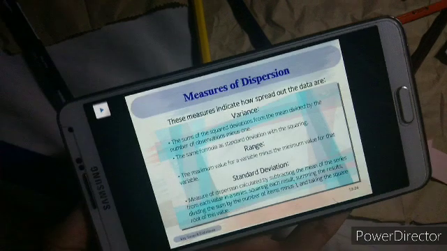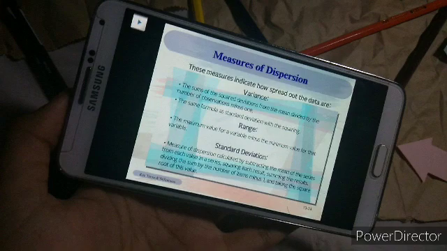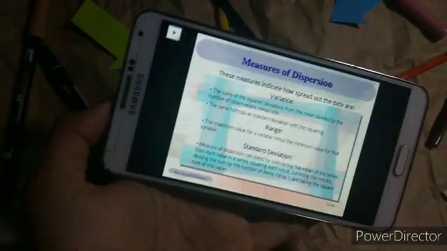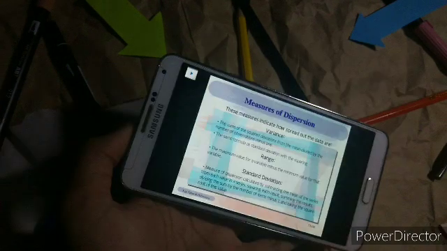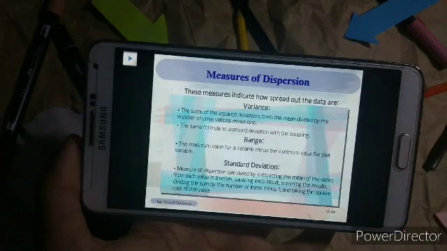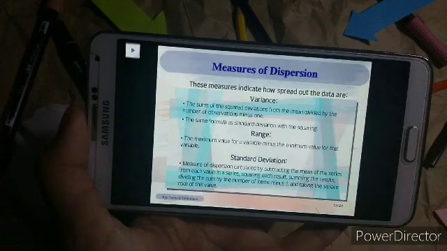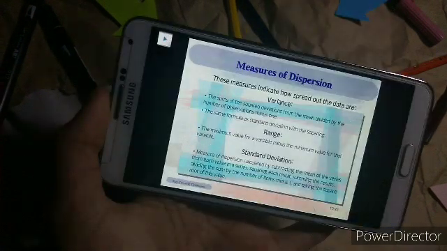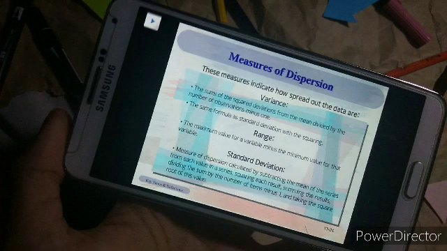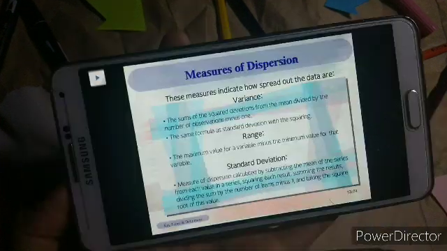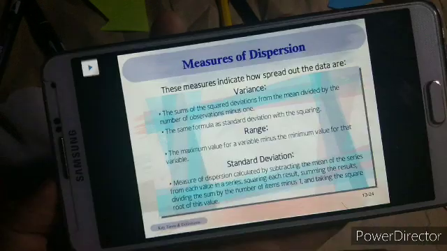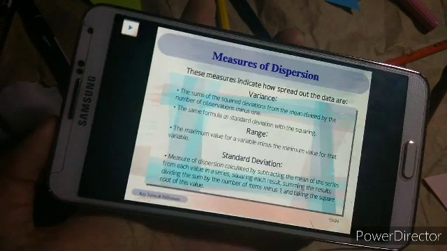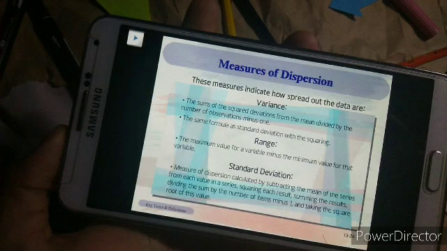The range of a set of data stands as the difference between the largest and the smallest values. The range is the result of subtracting the smallest value from the largest value. And the standard deviation is a measure of the amount of variation or dispersion of a set of values. A low standard deviation indicates that the values tend to be close to the mean of the set, while a high standard deviation indicates that the values are spread out over a wider range.